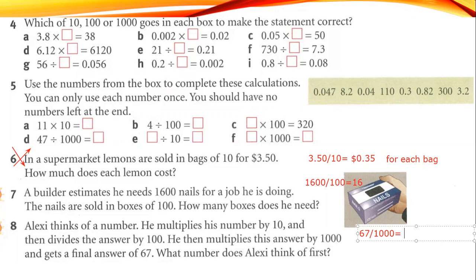That is equal to 0.067, okay. Now this number 0.067, and then he said divided by 100, so I multiply by 100, so I will get my answer that is equal to 6.7. Then again he multiplied by 10, so I divide by 10. 6.7 divided by 10, so I get my answer 0.67.